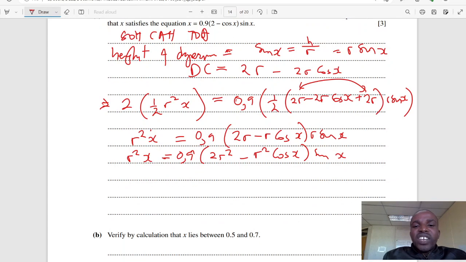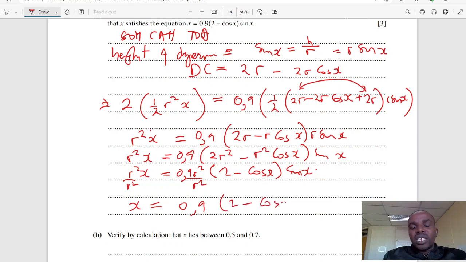Like this. Then you factor out R squared here. It will be R squared x is equal to 0.9 R squared, then (2 minus cos x), then sin x. Then you divide everything by R squared, both sides. You get x is equal to 0.9, then (2 minus cos x), then times sin x. Then we can say done. So this is what you're supposed to do.